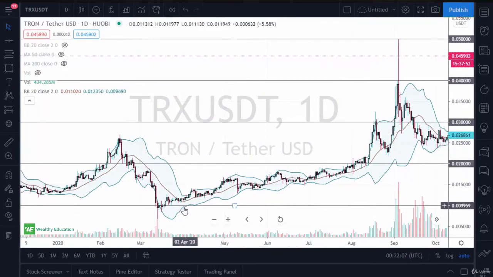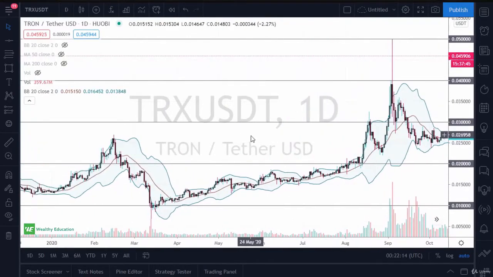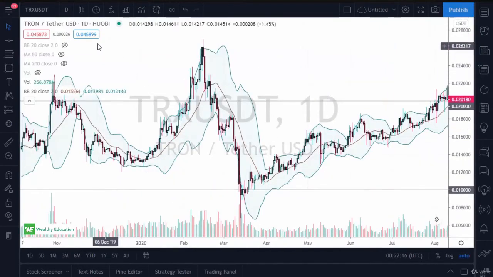Notice that we're in a nice trend leading up to this sell-off and then continuation. That is something that you need to take into account as well. So let me get rid of the Bollinger Bands.